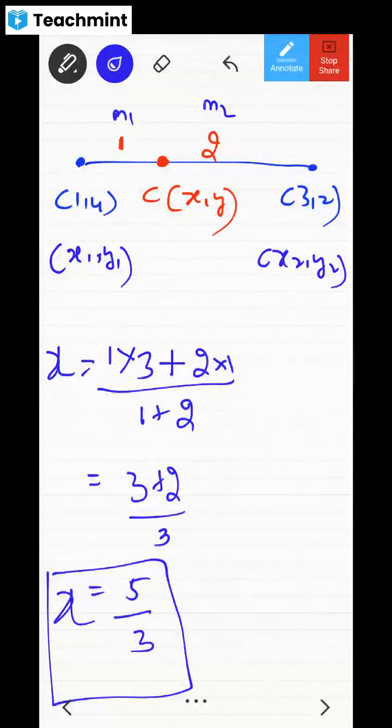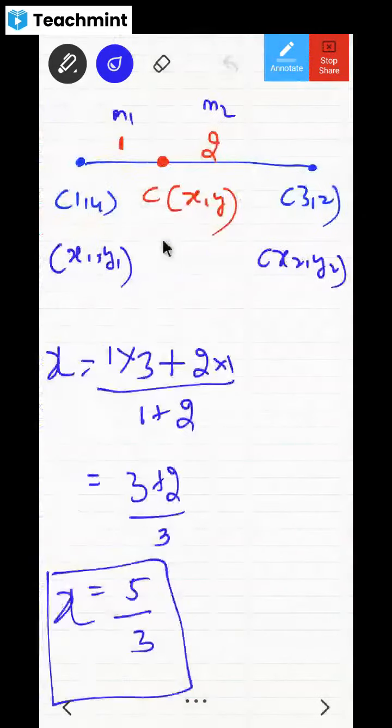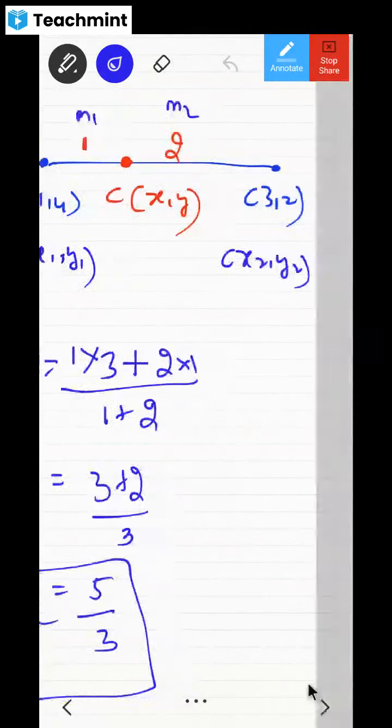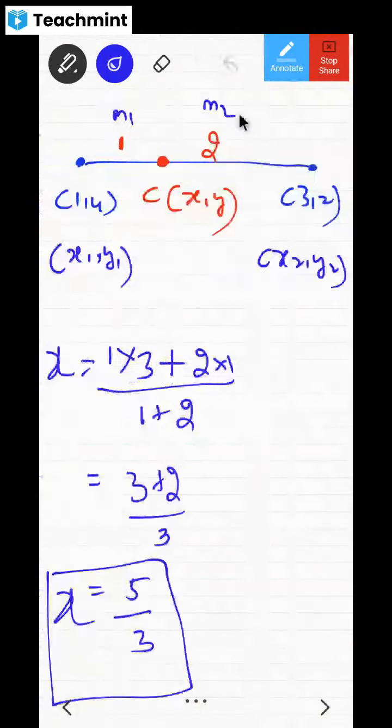Will you find out the value of y also? Yes, sir. Why don't you try to find the value of y also? y equals m1 y2 plus m2 y1, that means 1 into 2 plus m2 y1, that means it becomes 2 into 4.